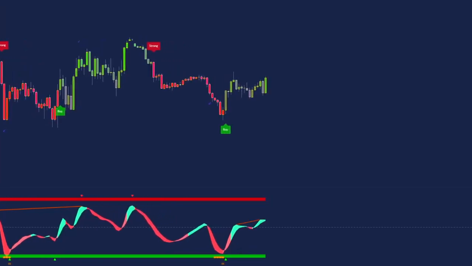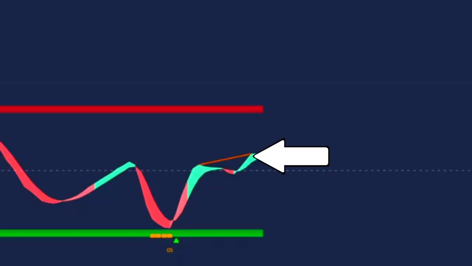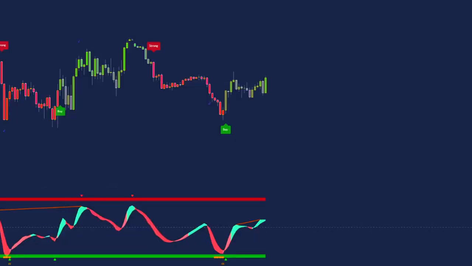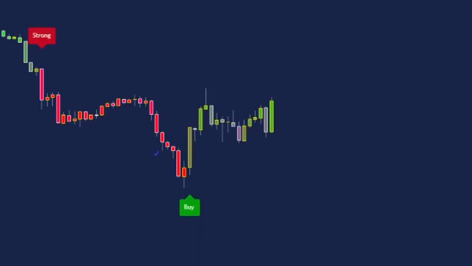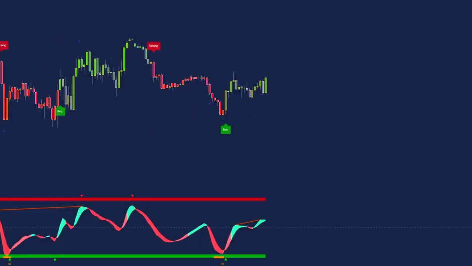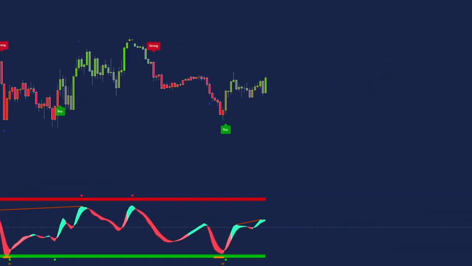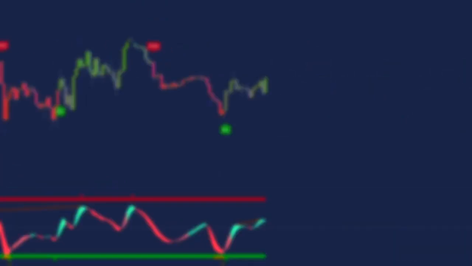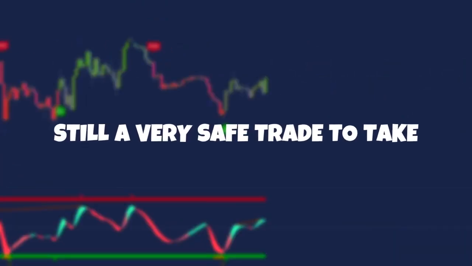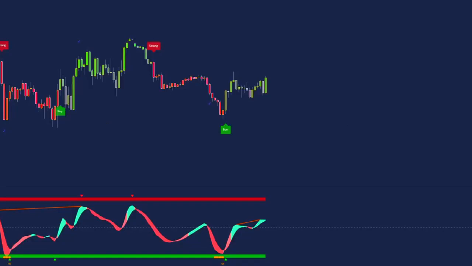Now right here you can see that we have been given a downward divergence on the prime oscillator, but the trade is still not yet confirmed, and we have to wait for a strong indication from the Market Oracle indicator. Ideally, we want to see the divergence paint near the top or the bottom of the prime oscillator, but as this is over the zero baseline, this is still a very safe trade to take, so we'll now wait and see what happens.